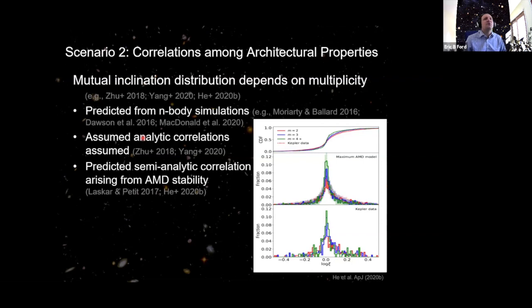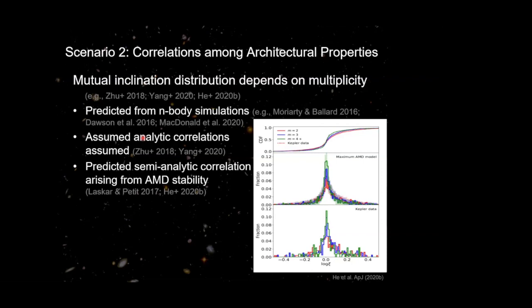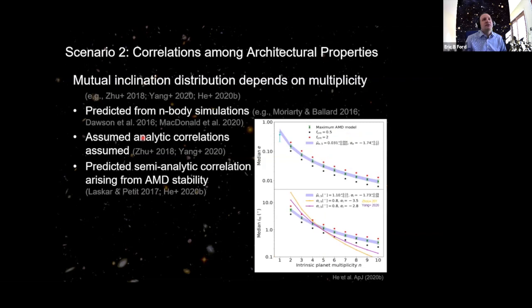So for example, two of the studies that I mentioned here assumed analytic correlations in the multiplicity. The Yang study in purple and the previous Zhu study in yellowish orange attempted to look at how often they saw planetary perturbations and use that to make an estimate for this power law that they fit to the data for intrinsic planet multiplicity. And then they took that as fixed and used that in the rest of their modeling process.